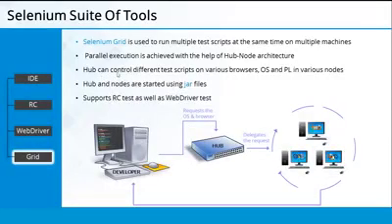Selenium Hub can control different test scripts on various browsers, operating systems, programming languages, and various nodes. Hub and nodes are started using jar files. So how do you run this entire system? You first start the hub and then the nodes. Both of them are started using a jar file called Selenium Server Standalone. It supports RC tests as well as WebDriver tests, so you can run both. I haven't worked with RC in Grid, so I cannot comment much on it. But of course, you can use your WebDriver commands.